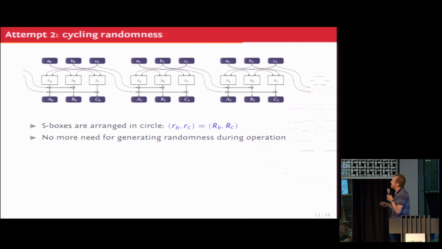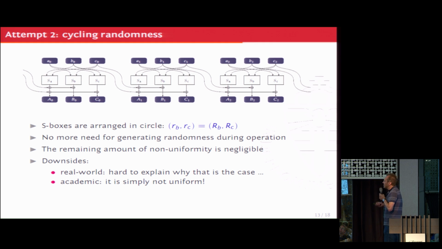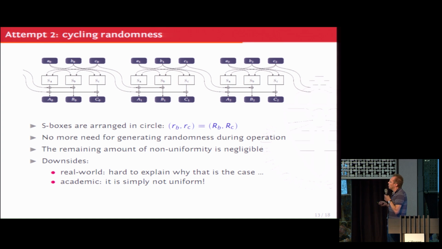So this works. I investigated it, and actually you can show that the remaining amount of non-uniformity is so small that you cannot exploit it in an attack, which means that the higher order attacks will become more efficient than this one. So it will be less efficient. The first order attack is in principle not excluded, but it's less efficient.